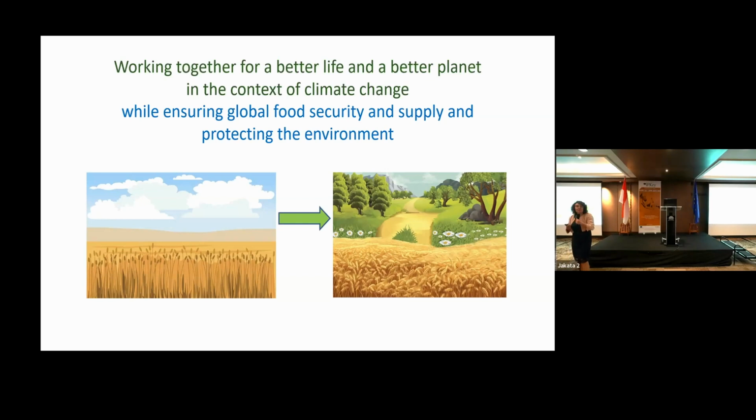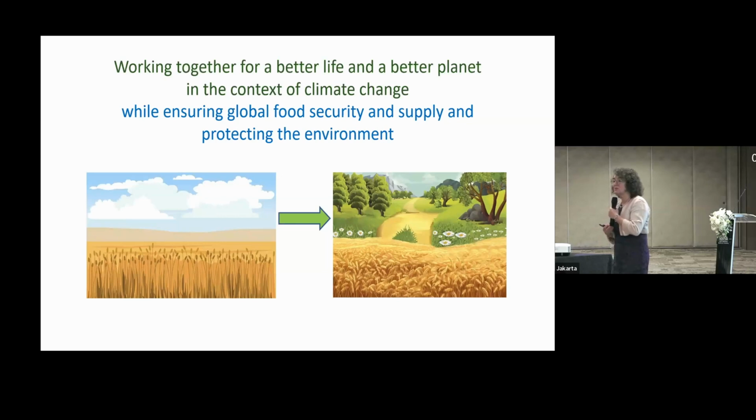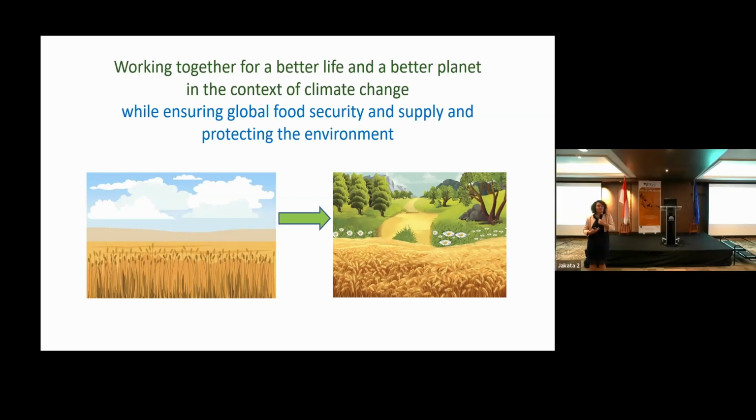I would like to convey a key message that may inspire us in our working together. We see the challenges facing the farmers, the growers, but also all of us. And I would like to say we all have a role for a better life, a better planet, and in that sense to ensure that sufficient quality food reaches all of us and also future generations while we protect the planet.